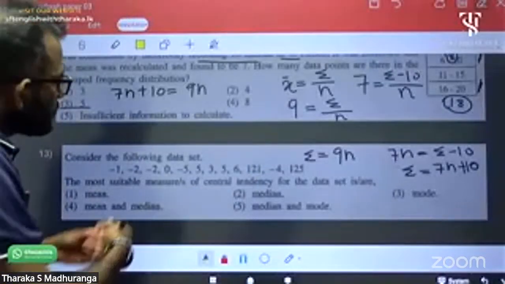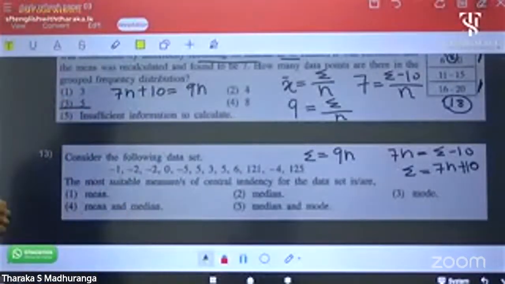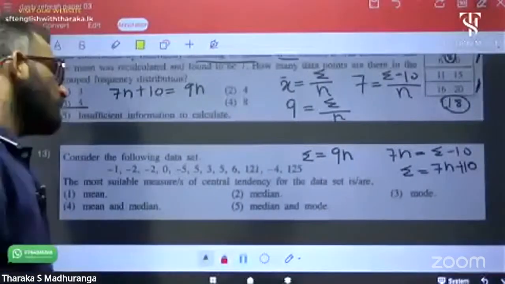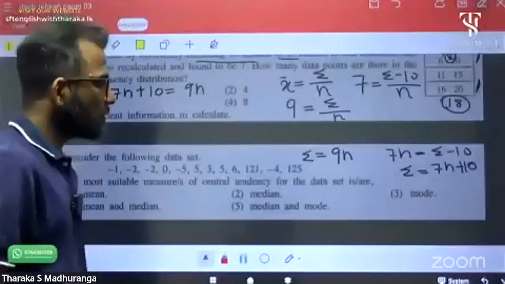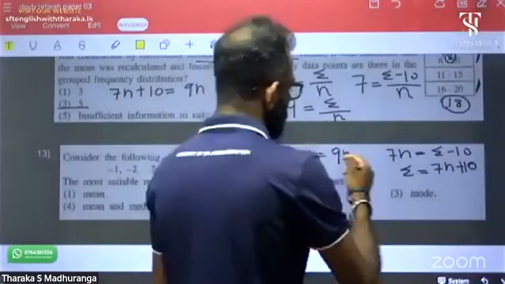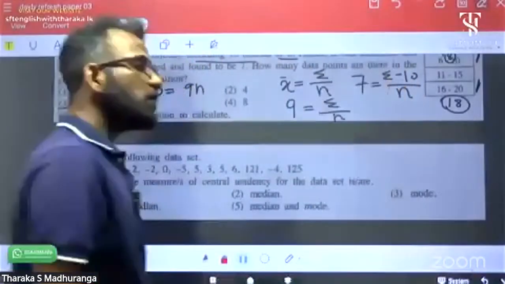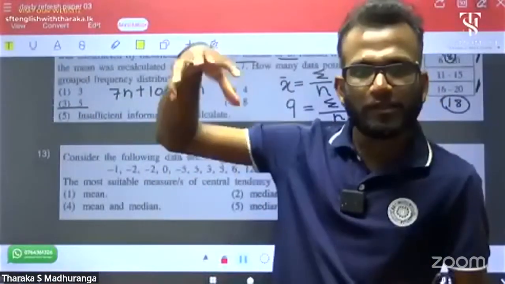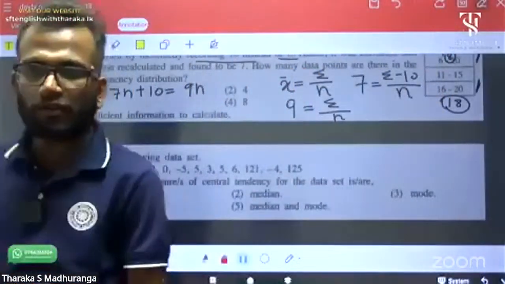Consider the following data set. Now it is a simple ungrouped frequency distribution. A simple ungrouped frequency distribution we discussed last Wednesday. The most suitable measure of central tendency of the data set is what? What's the meaning of central tendency? That's also tomorrow's lesson. Remember, central tendency measures describe the center of any distribution.